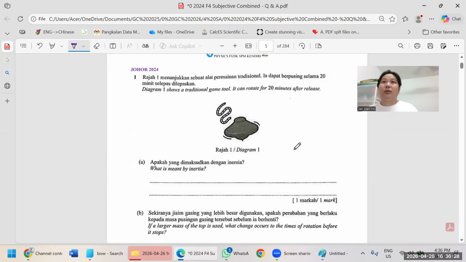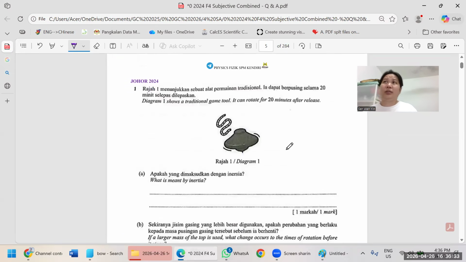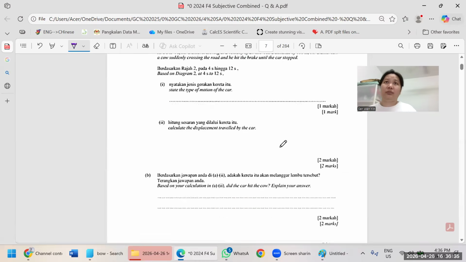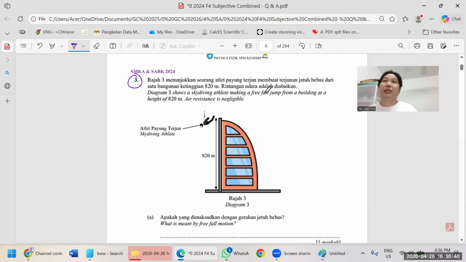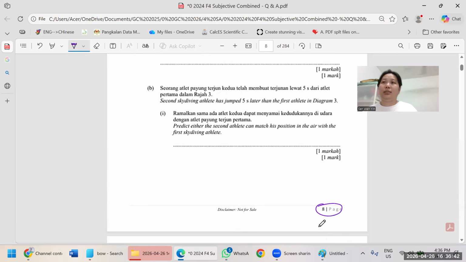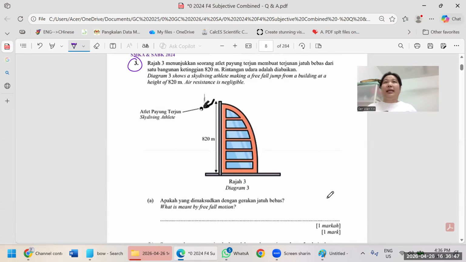Okay. Like, we check got any other free fall or not? Free fall. See, this is page 8. Diagram 3 shows a skydiving athlete making a free fall jump from the building of the height 880 meter. Air resistance is negligible, means treat it zero.